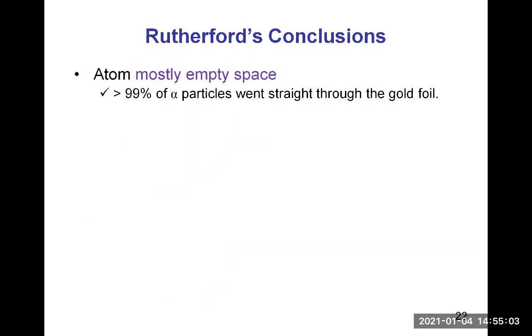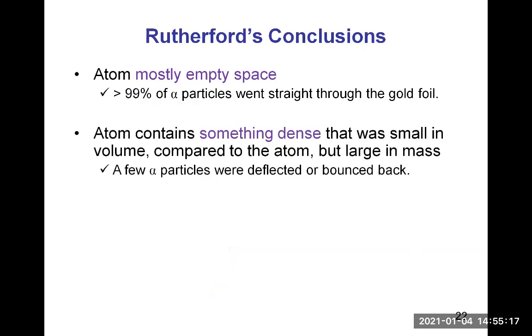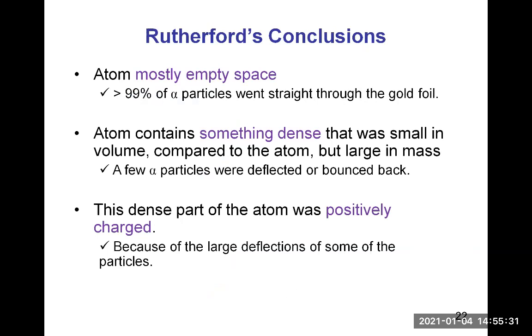So Rutherford's conclusion was that the atom is mostly made of empty space. This is confirmed by the more than 99% of the alpha particles that went straight through the gold foil. The atom contains something dense that was small in volume compared to the atom, but large in mass because of the few alpha particles that were deflected or bounced back. And then this dense part of the atom was positively charged because of the large deflections of some of the particles. So the electrons were pushed away by that positive charge in that dense center.